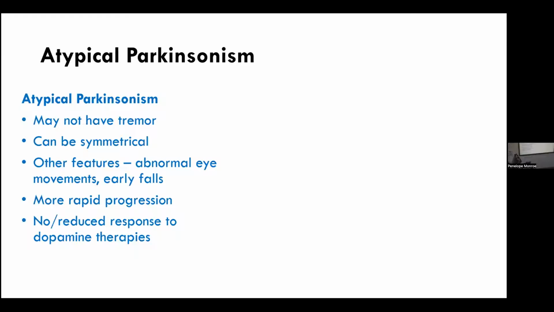So it is the presence of these features I told you, the slowing, the stiffness in the limbs, but they don't fit the remit for Parkinson's disease. These patients may not have tremor. They can be quite symmetric, whereas with Parkinson's disease, it usually starts on one side. They also have other features, abnormal eye movements or falls. They tend to, unfortunately, progress more rapidly than Parkinson's disease, and they often don't respond to therapies.